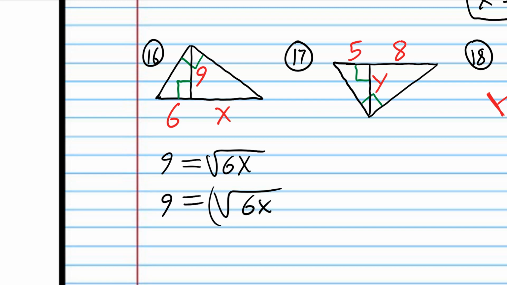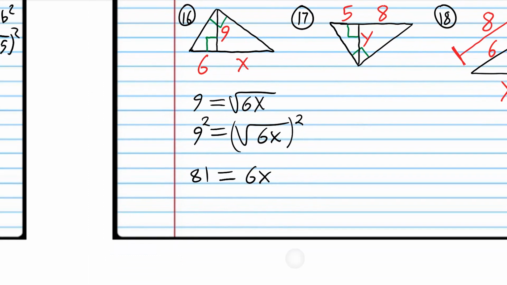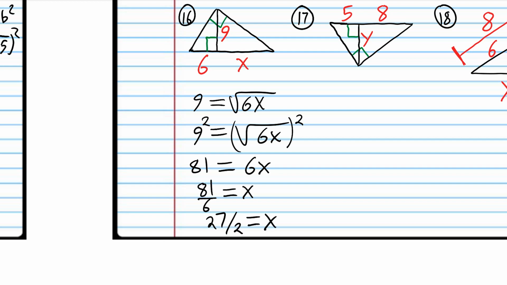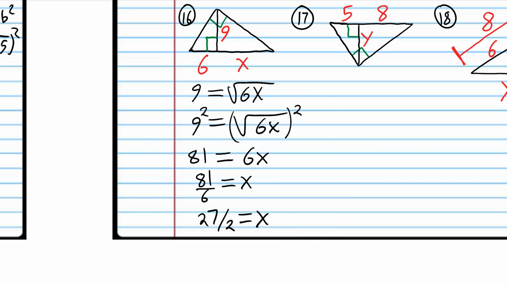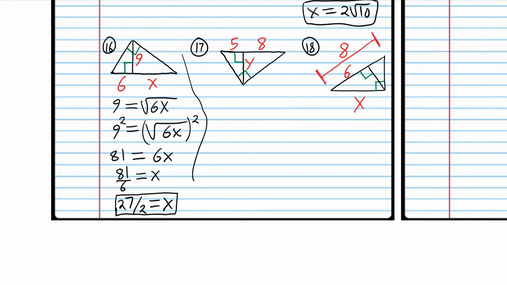And the way you get rid of a square root is by doing the opposite of square rooting, which is squaring. So 9 times 9 is 81, and we get rid of that square root, and we're left with what's inside the square root. Then we just divide both sides by 6, and we get 81 over 6. And then we can reduce that. So divide both sides by 3, and we get 27 over 2 is equal to x. You can change that to 13.5 if you want to, but I'm just going to leave it as 27 over 2. So again, a lot of different problems here.